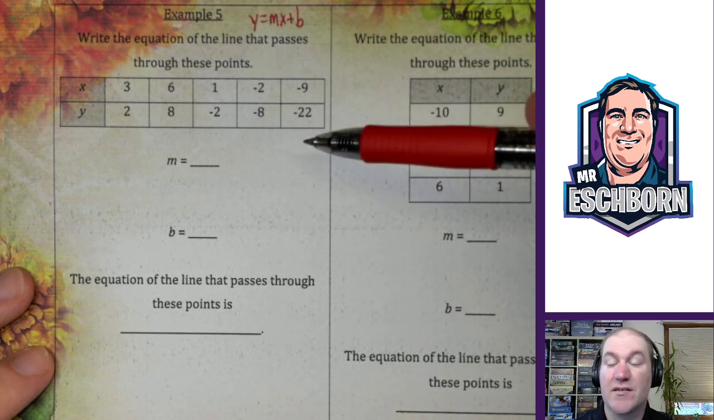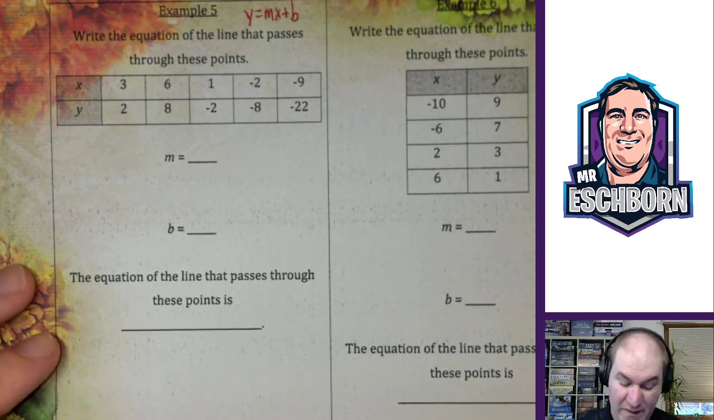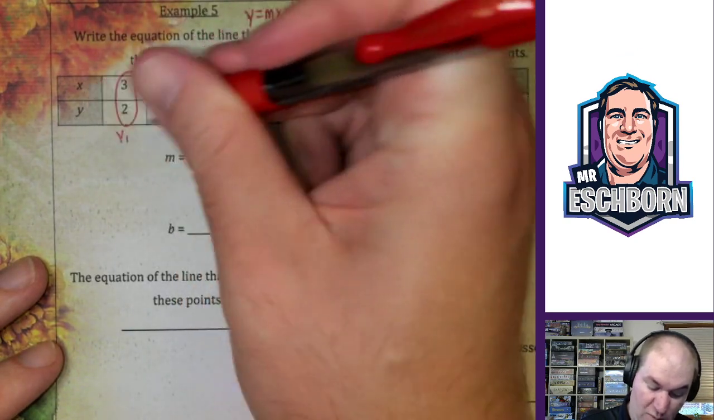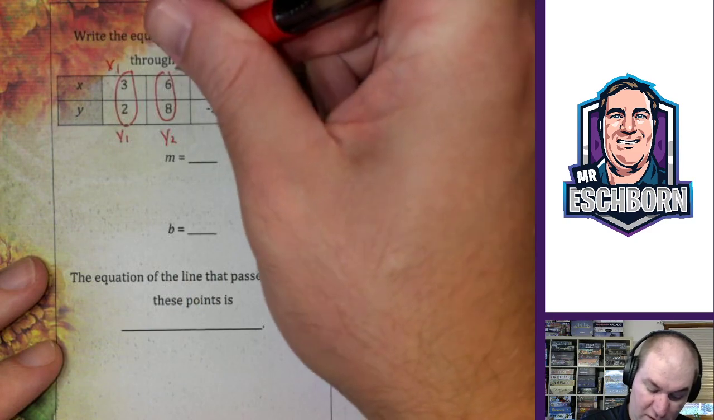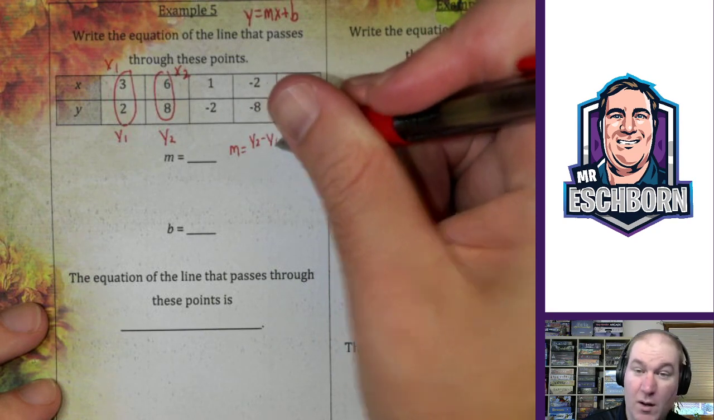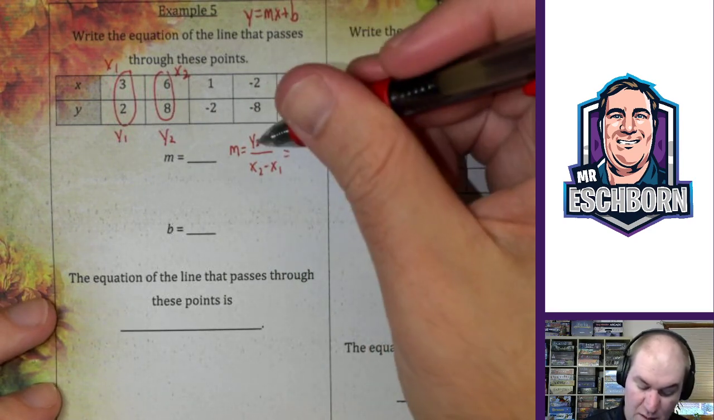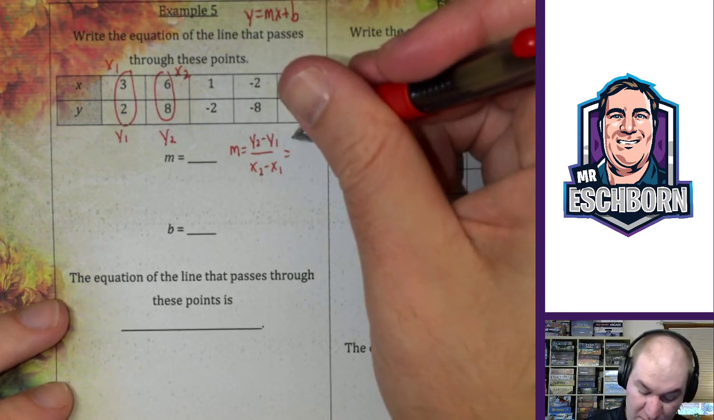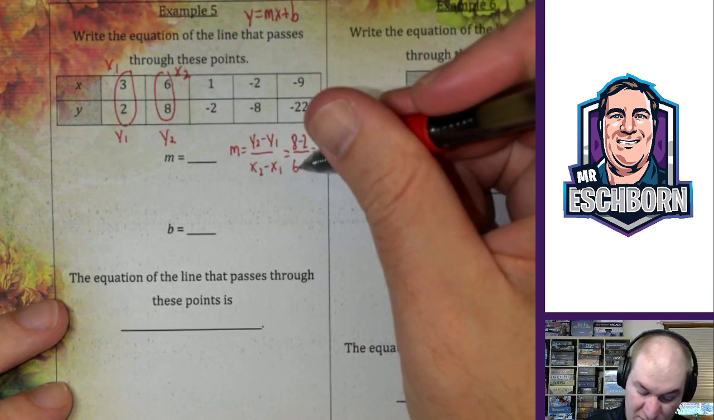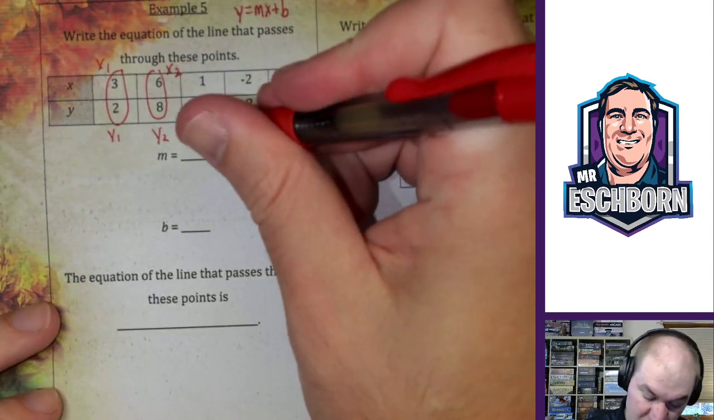If you're not given the y-intercept as obviously as we were yesterday, then you need to start by actually calculating the slope. And that works just like we were doing, where we pick 2 points, assigning them their y1 and y2 and x1 and x2, and using the slope formula, which is y2 minus y1 over x2 minus x1. The y values subtracted would be 8 minus 2, which is 6. And the x values subtracted would be 6 minus 3, which is 3. Our slope is 6 over 3, which simplifies to just plain old 2.